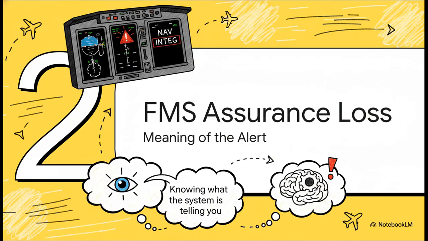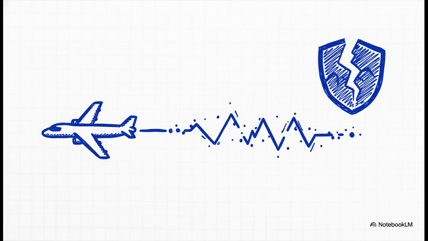Moving right along to section 2, let's understand what FMS assurance loss actually means. Basically, this alert points to an explicit loss of assurance in the FMS position. The protocol plainly states the integrity of the FMS position cannot be assured to meet minimum requirements for the particular phase of flight. So notice it isn't saying the system just completely died or turned off. It's just telling you, hey, my accuracy can no longer be guaranteed right now.